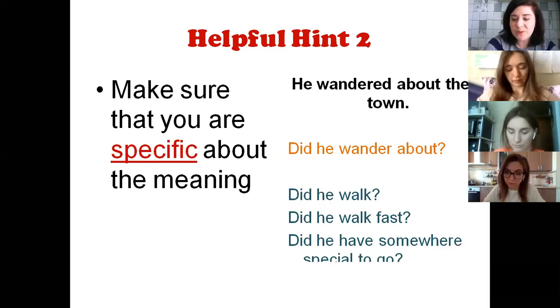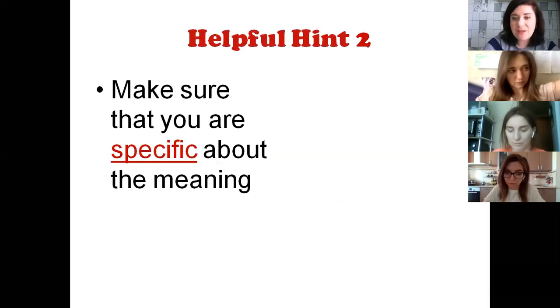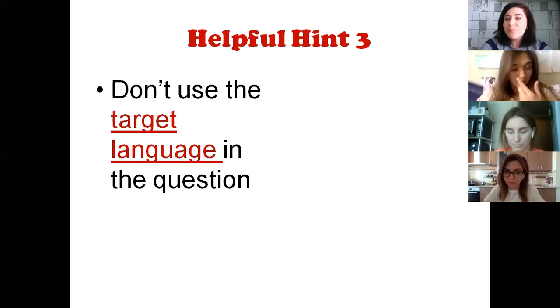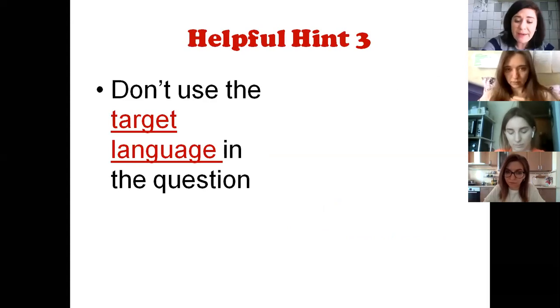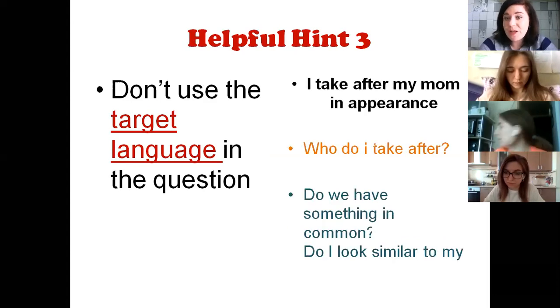The first was, which was the first? Check the meaning and be specific about the meaning. And helpful hint number 3, don't use target language in the question. Why? Because this is something that students are learning, they are trying to perceive. And if you use it already in the question, they will be even more confused.